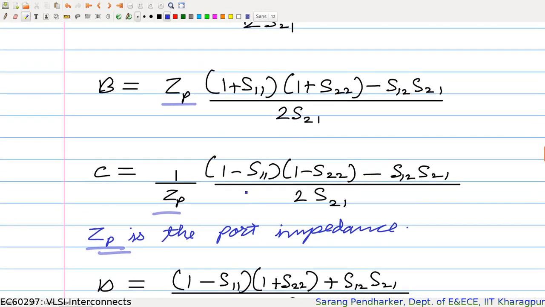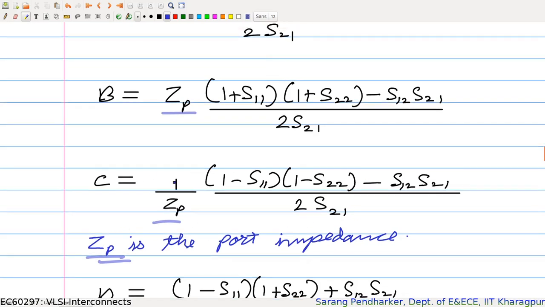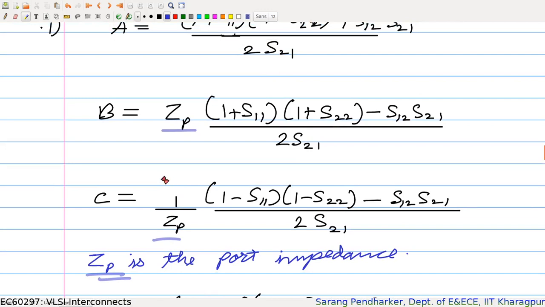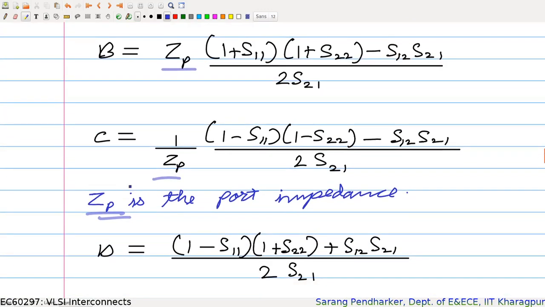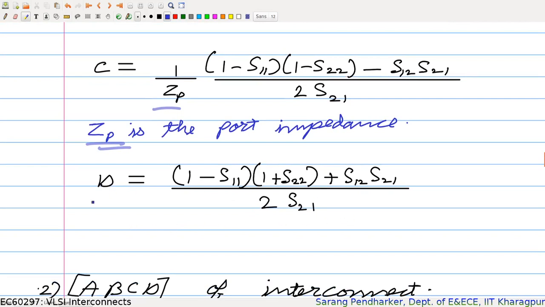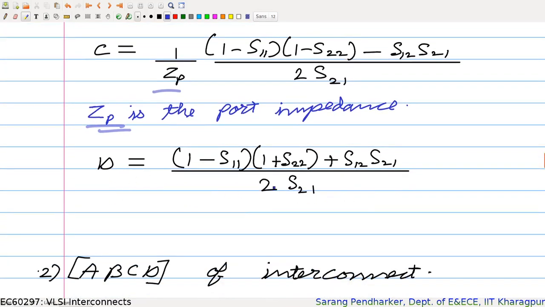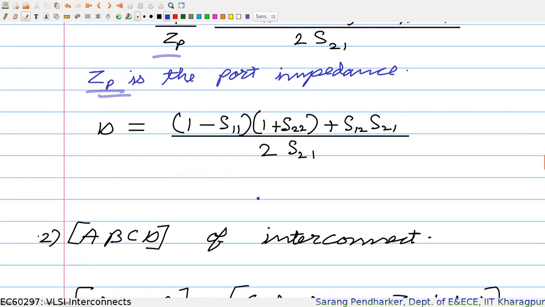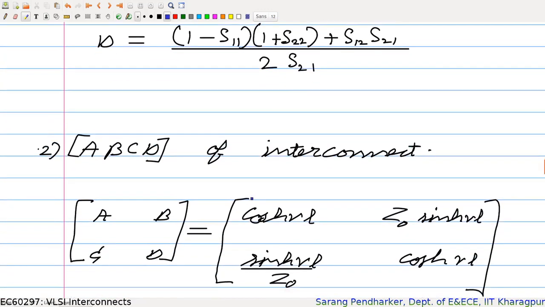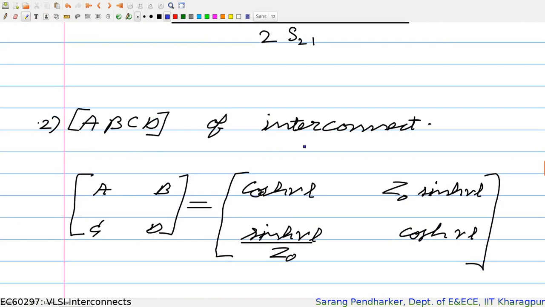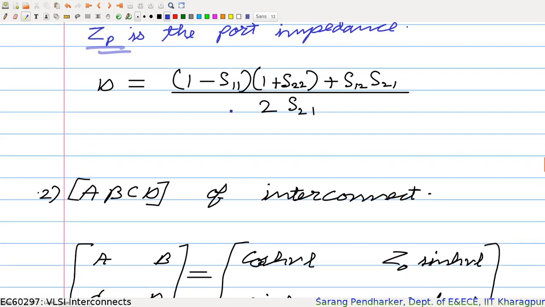These formulas are valid only when you have a symmetric and real port impedance. If the port impedance is complex, or if the port impedance of port 1 and port 2 is not equal, there is a slight modification to these conversion formulas, and that is also available in the literature on RF and microwave network analysis. You can code these equations in your interface, Python or MATLAB, whatever. So you have got the ABCD parameters.